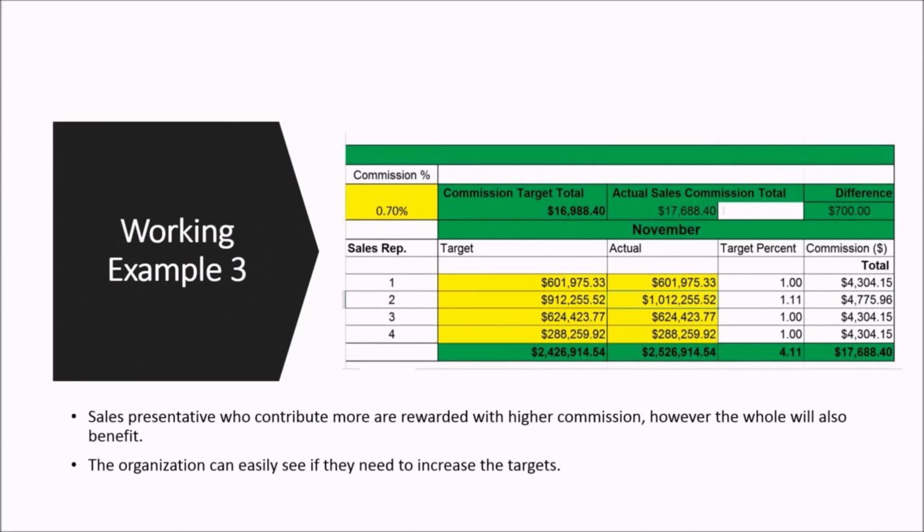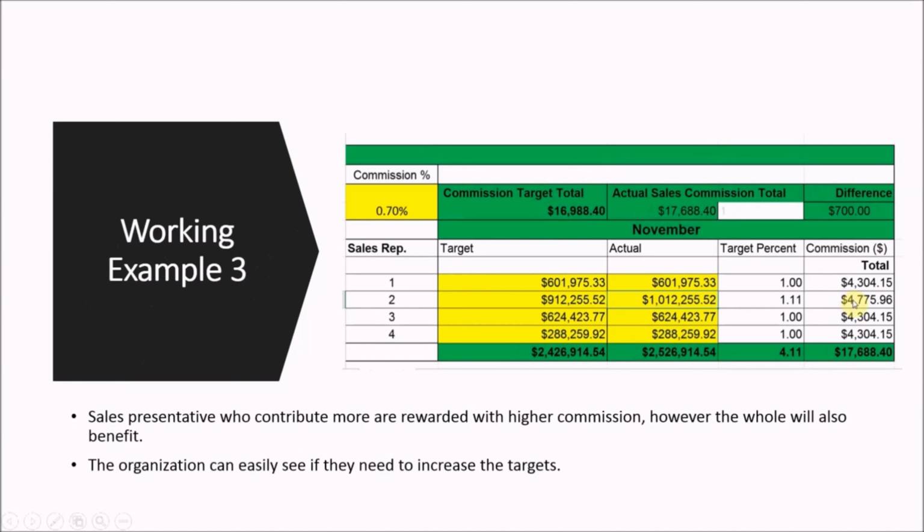In working example 3, what I wanted to show is that if everybody made their target, except for one person who was actually over their target, what would that mean for the person who made over the target, and for the department as a whole. So you realize that before, in working example 2, the sales commission payout was about $4,200 and something dollars. But now, because this one person is making over and everybody else is making 100% of their target, it is actually more in the overall pot, because it's a weighted average.